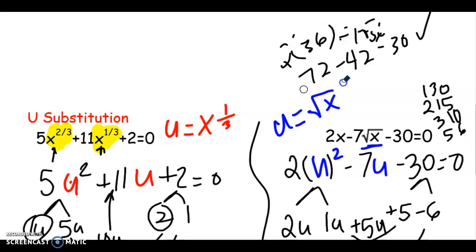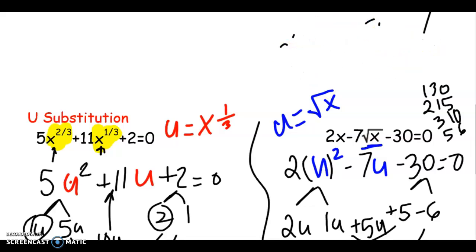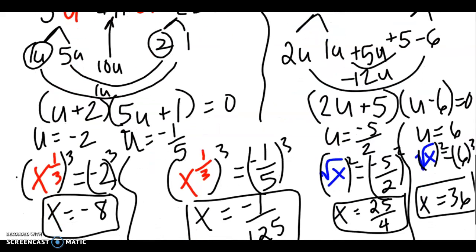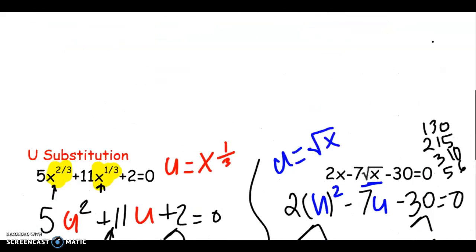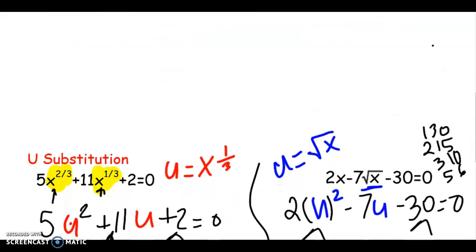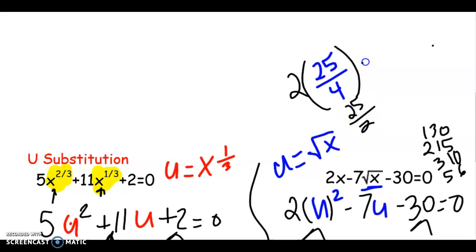But what if I went back and tried the 25 fourths? That always makes me a little leery because it's a gross answer, but college, so I mean, stuff being gross doesn't necessarily mean it's wrong. So 2 times 25 over 4. That gives me 25 over 2. Then minus 7 times 25 over 4.